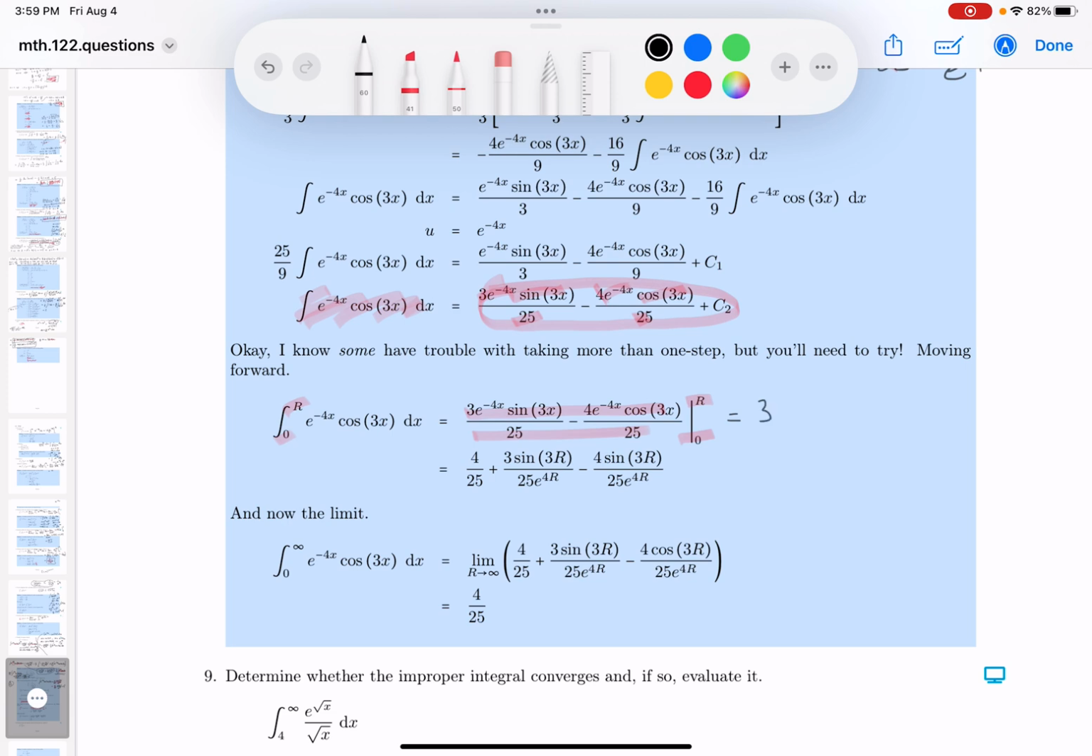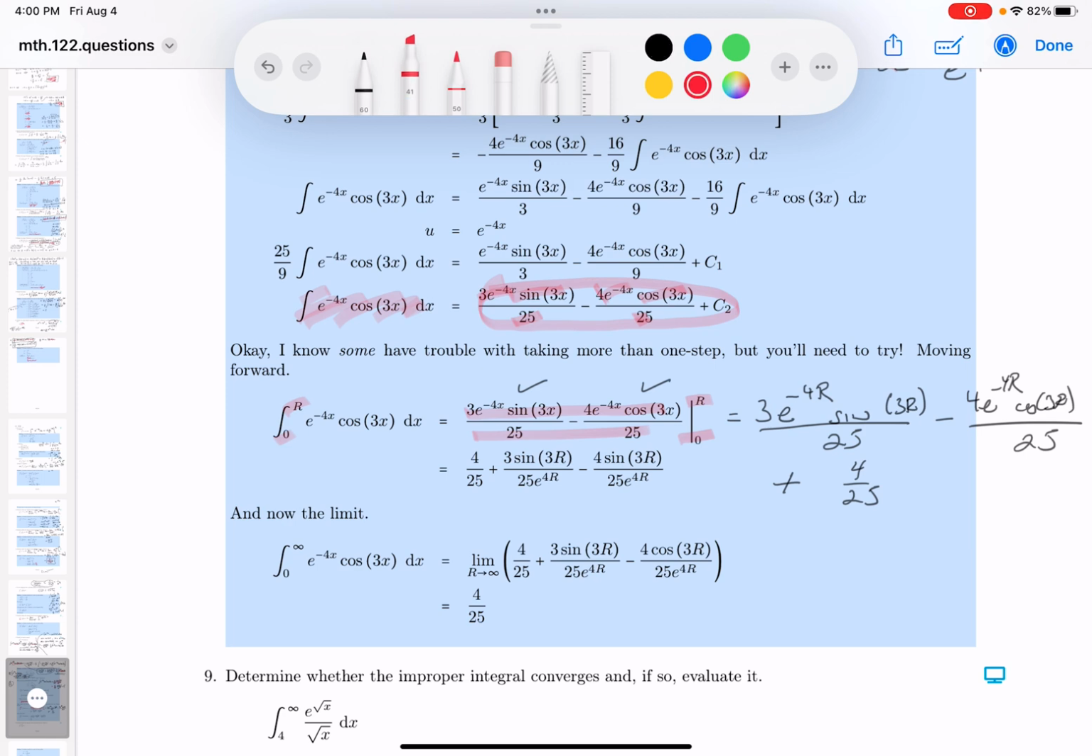You would get 3e to the minus 4r sine 3r over 25. I'm just doing the r now. 4e to the minus 4r. And then you're going to get cosine 3r over 25. That's the upper limit. When you do the lower limit, it's 0, right? So it's going to be minus. Well, this guy's going to be 0, but this guy over here is going to be minus a minus, which is plus 4 over 25.